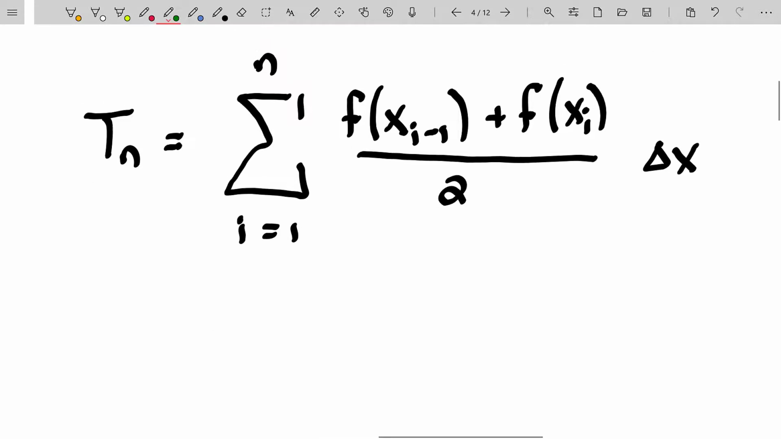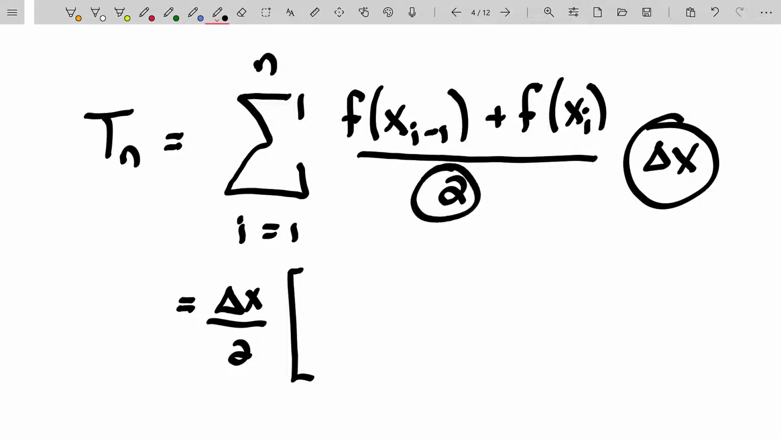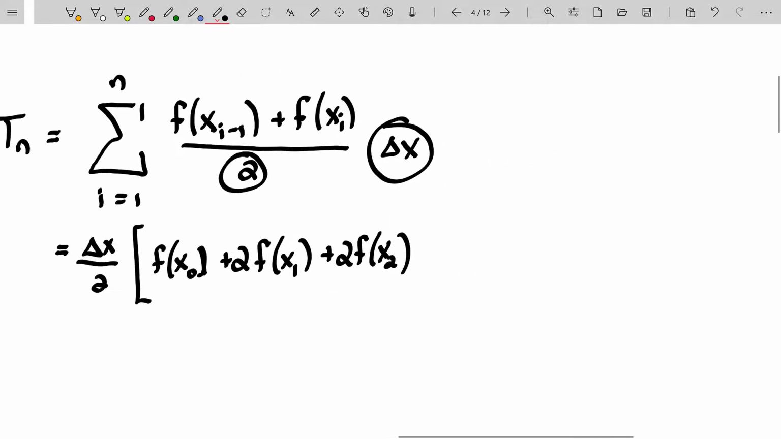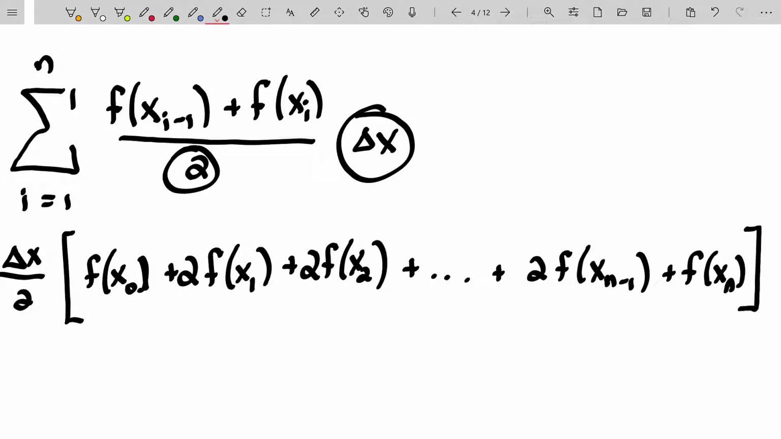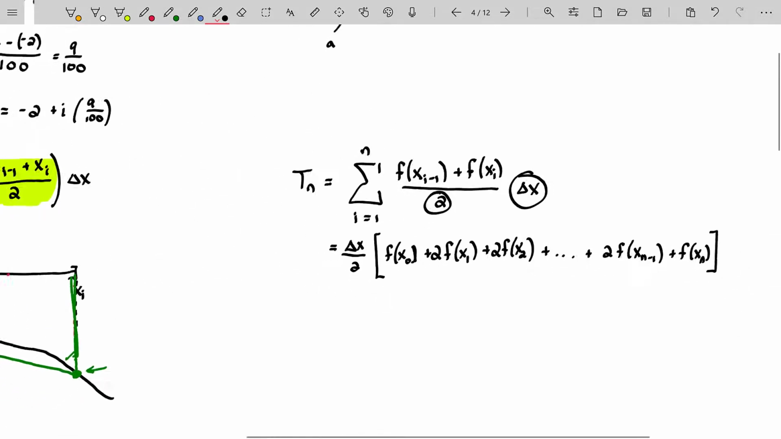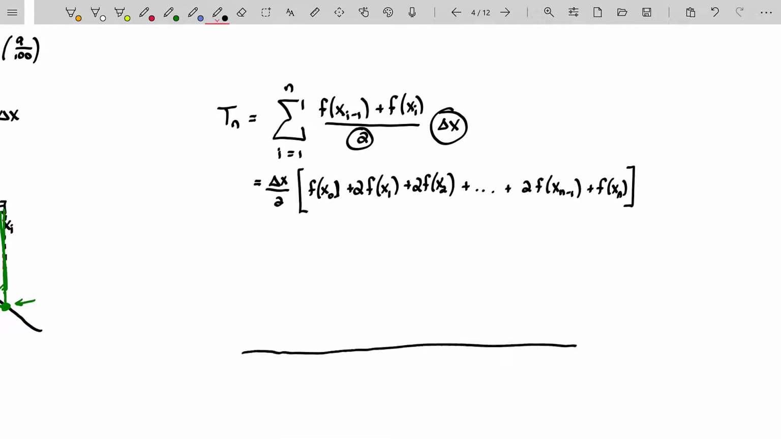And if you've played with the trapezoid rule long enough, you know that the formula condenses down somewhat nicely to be delta x over 2. As you can see, every term is going to have a delta x over 2, so we can factor that out. And then it will have this pattern to it: f of x naught plus 2 f of x1 plus 2 f of x2, and that plus 2 goes on and on until you get to the n minus first value of the function, and then you only have one of the function values at x sub n.